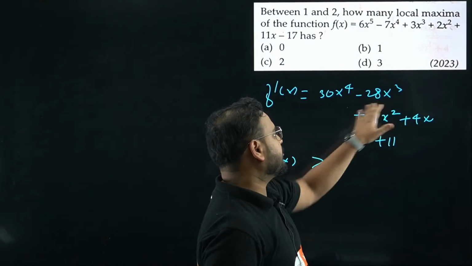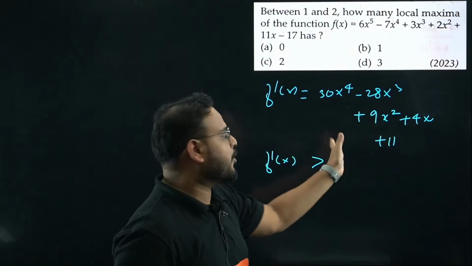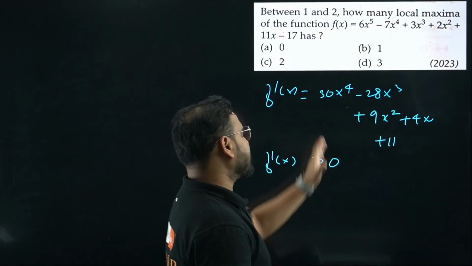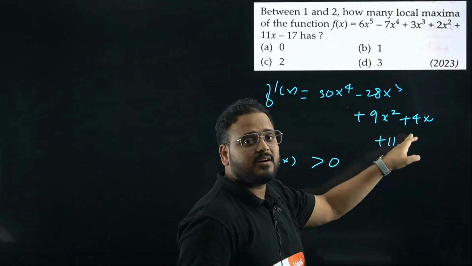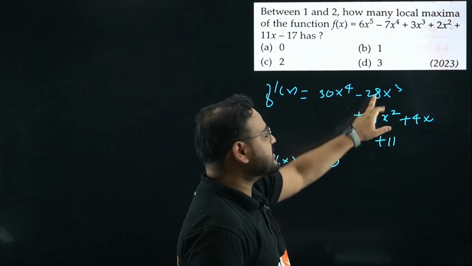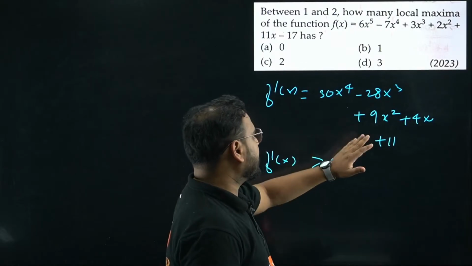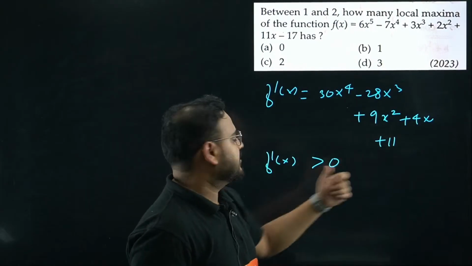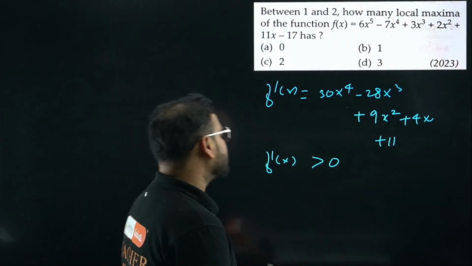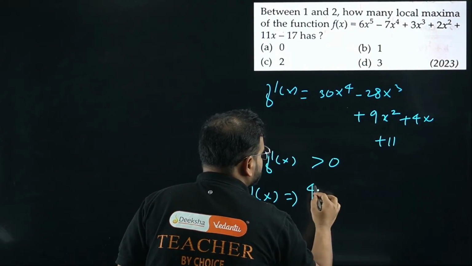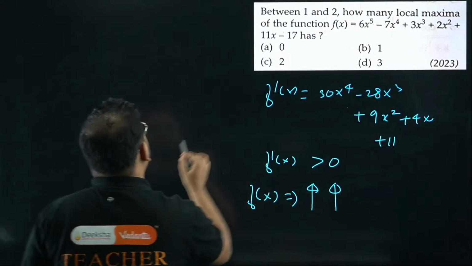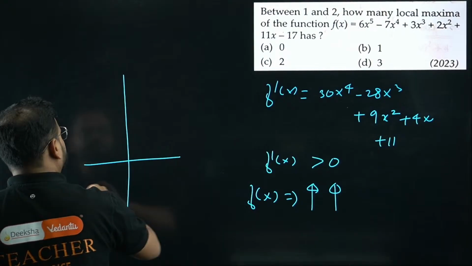I have only one negative value, rest all is positive. For any value of x, it will be always increasing in nature. If you take x as any value, check here, 30 is there, 9, 4, 11. It's an increasing value, okay? Only one is negative. If you take any value of x, this will be always increasing in nature, means f(x) is an increasing function.